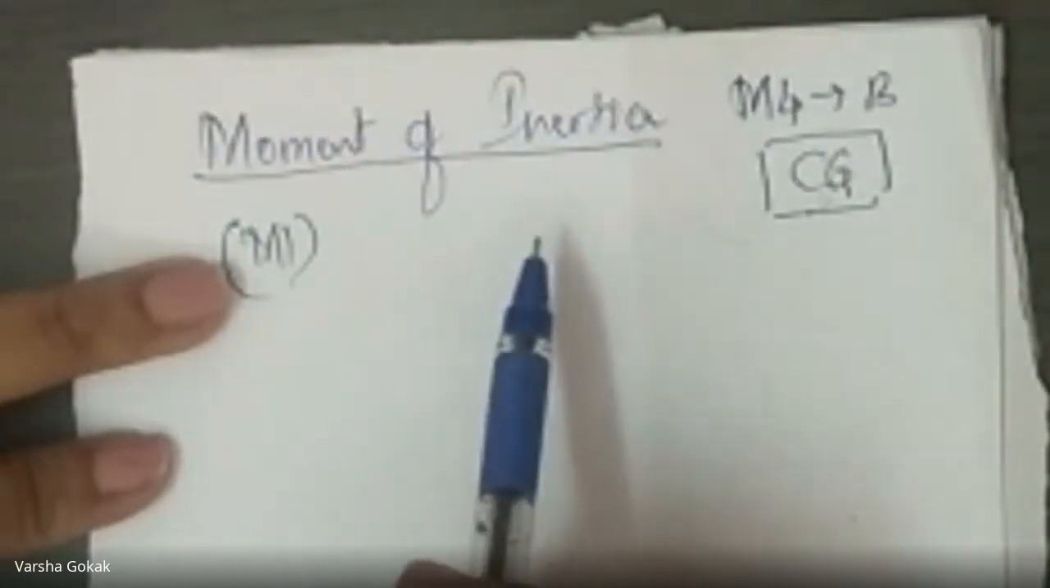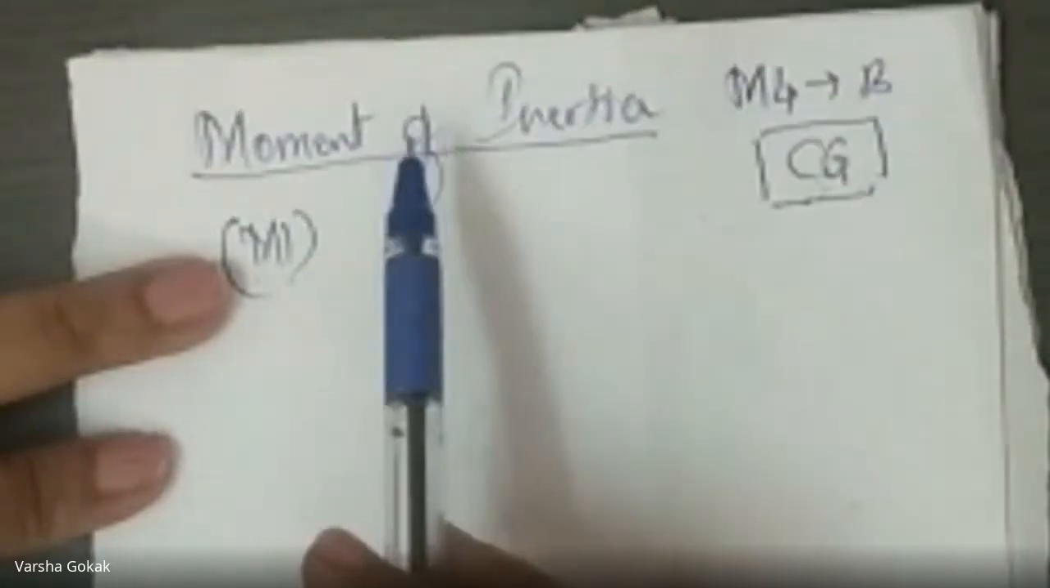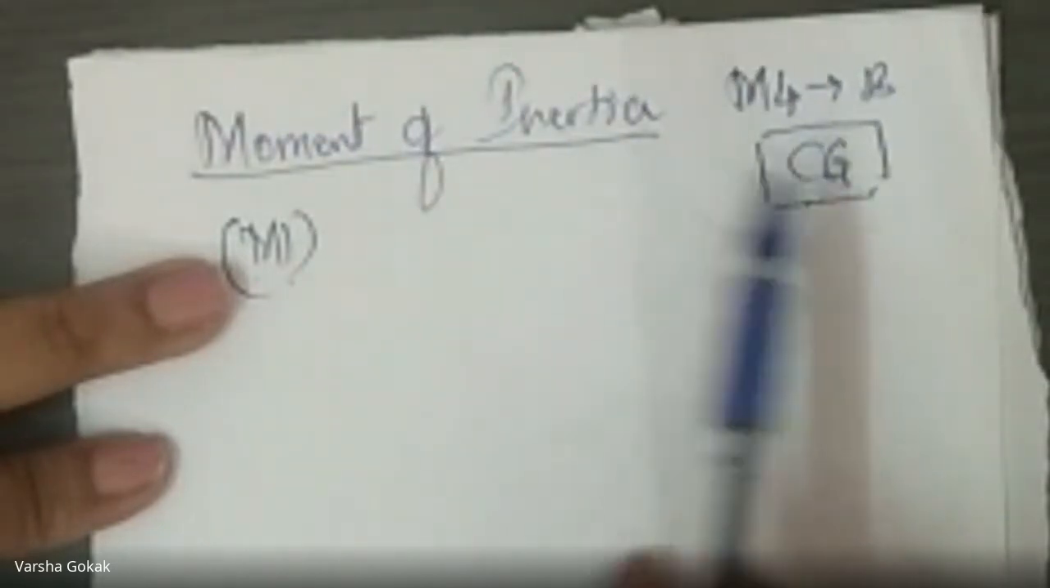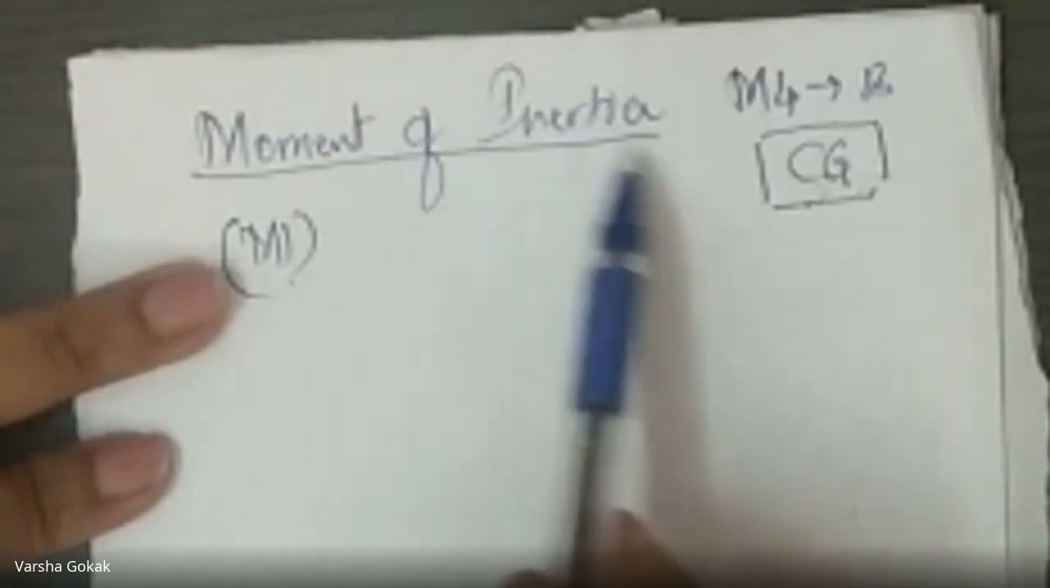There are some numericals wherein without CG we can directly find the MI. Those will be the smaller ones. But actually, in reality, if I want to find the MI, it is important for me to know the center of gravity of that particular figure, right? So this is moment of inertia.